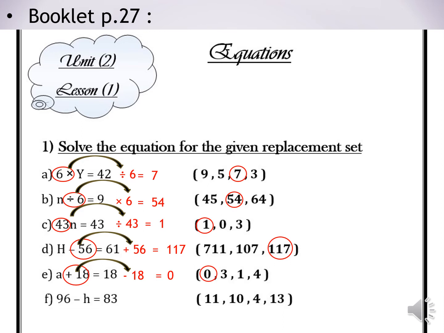In letter F, 96 minus h equals 83. Here I have the h after the subtraction sign. So when the letter or the variable comes after the subtraction sign, I have to switch it with the number after the equal without changing the sign. So I will switch between the 83 and the h. It will be 96 minus 83 equals 13. So h equals 13.